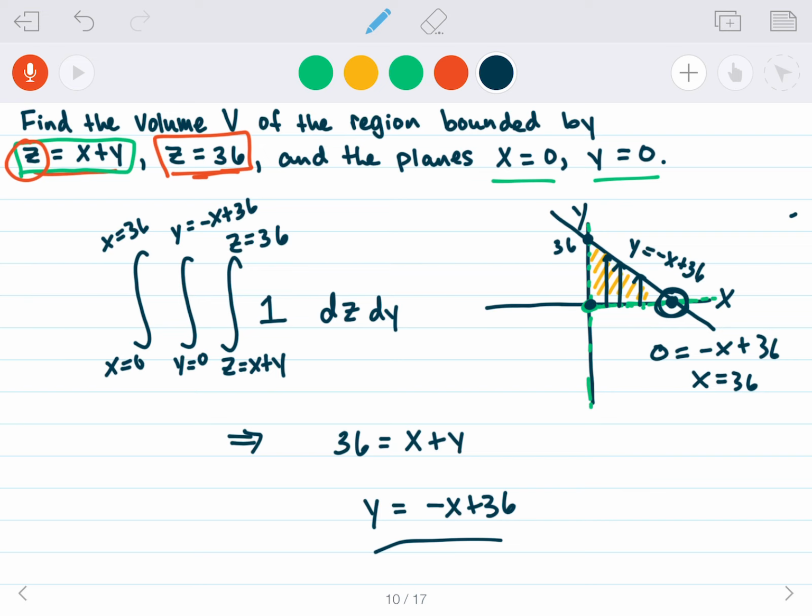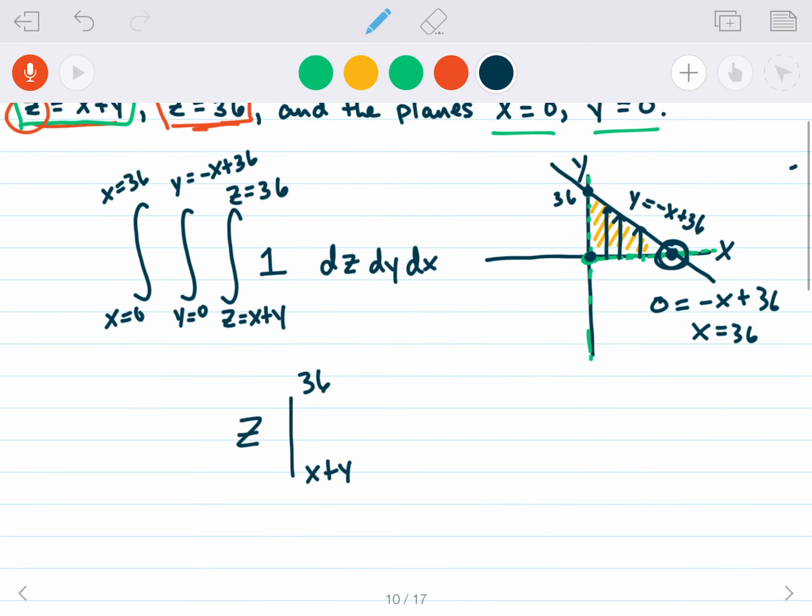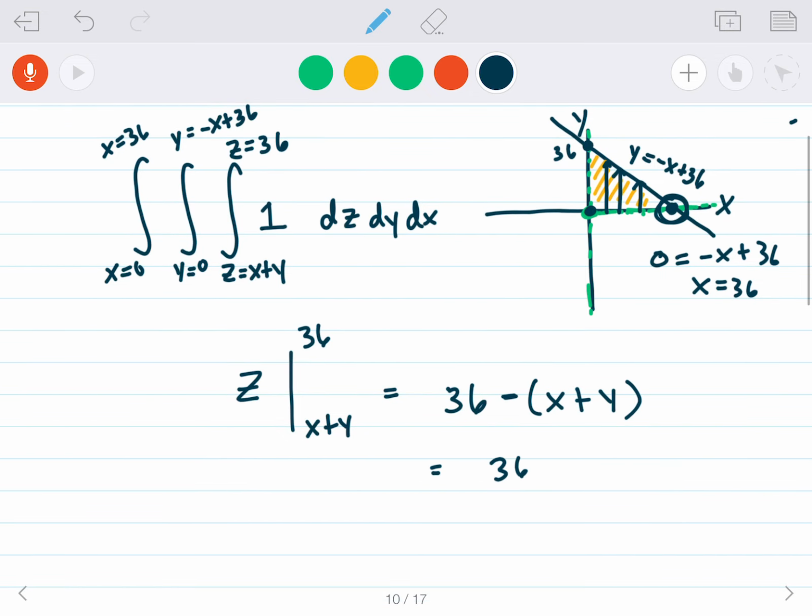And now I can go ahead and finally figure this out. You see what I mean? The bounds are the hardest part to figure out because you have to do all this extra scratch work. So anyway, that was dx. So let's go ahead and integrate this thing. With respect to z first, that's just going to be z. And I'm going from x plus y to 36. So this is going to be 36 minus x plus y. So 36 minus x minus y.